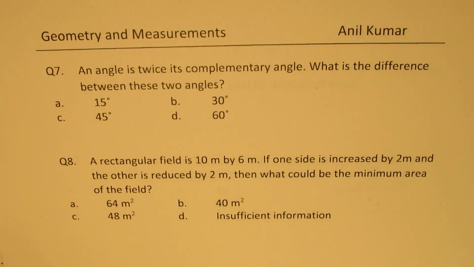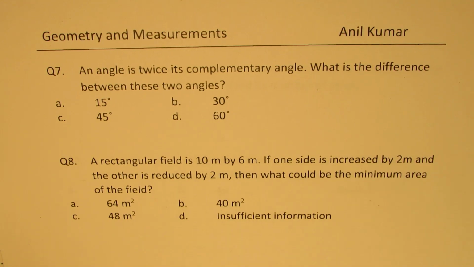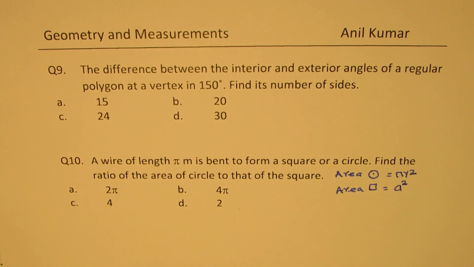Question number 8. A rectangular field is 8 meters by 6 meters. If one side is increased by 2 meters and the other is reduced by 2 meters, then what could be the minimum area of the field? The last two questions. Question number 9. The difference between the interior and exterior angles of a regular polygon at a vertex is 150 degrees. Find its number of sides.